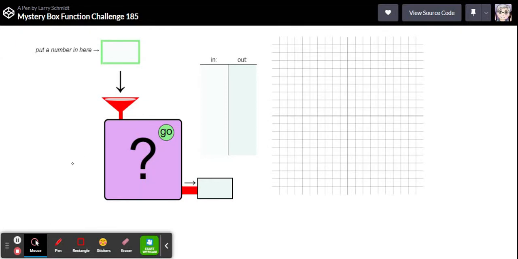Hello everybody and welcome to another mystery box function challenge. In the purple box there is some mystery math and your challenge is to figure out what it is. You can try this out, use the link in the description to do that, and when you've got an answer, come on back and see if we get the same thing.